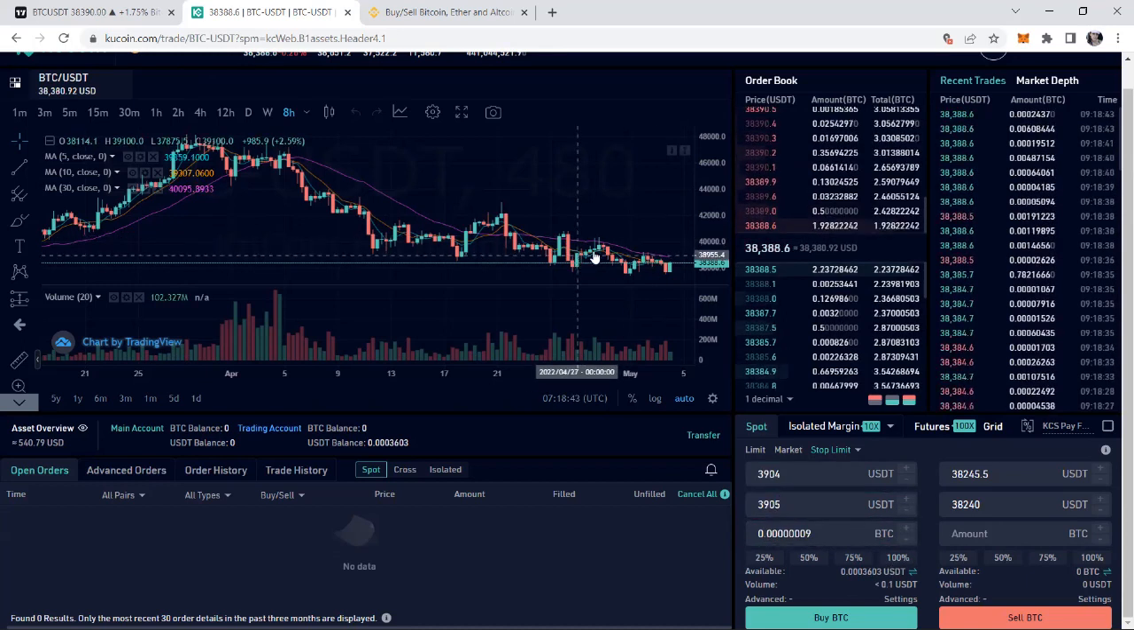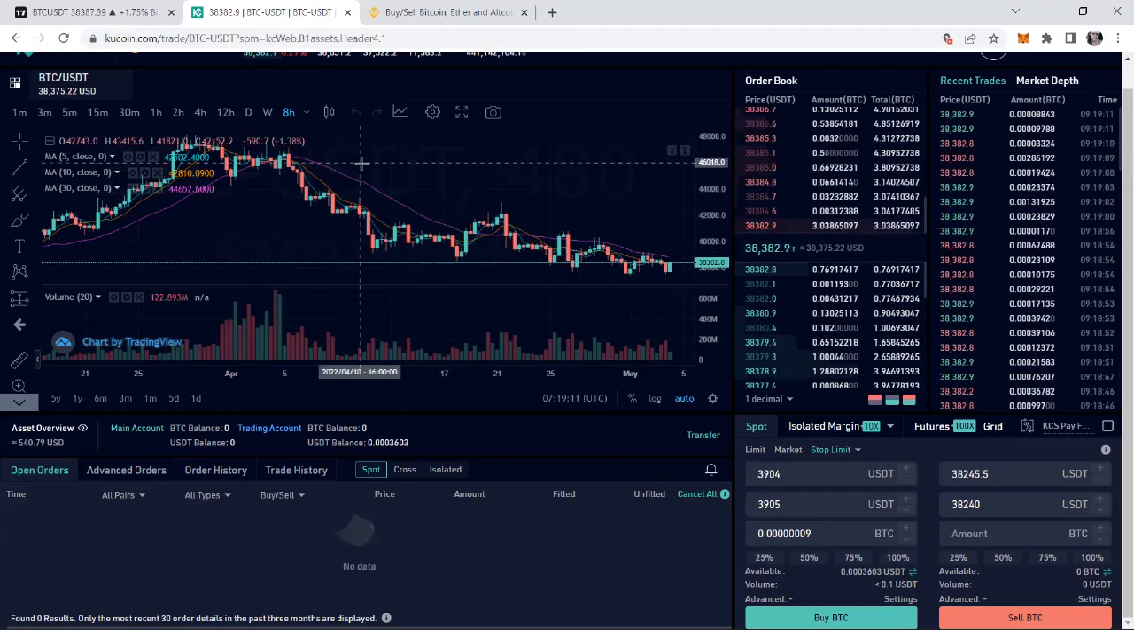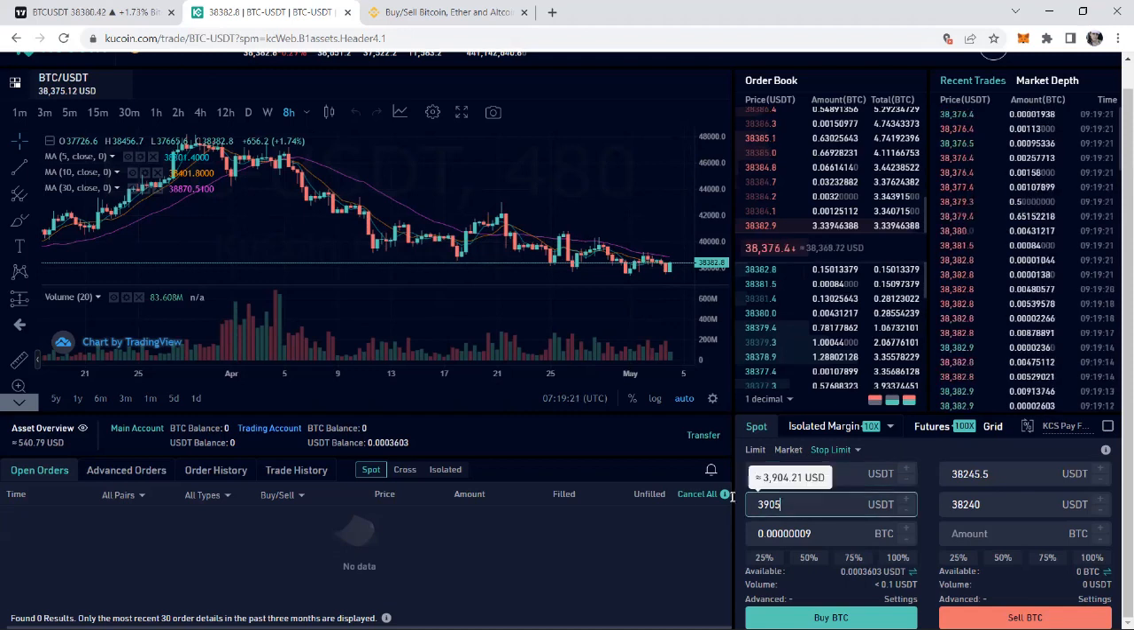So now you know that if it breaks out of this falling momentum line, wherever it may be, you can put in the price that you want it triggered at and then the price that you want to pay for it. Then you select the amount of Bitcoin that you want to buy, and you just say buy Bitcoin.